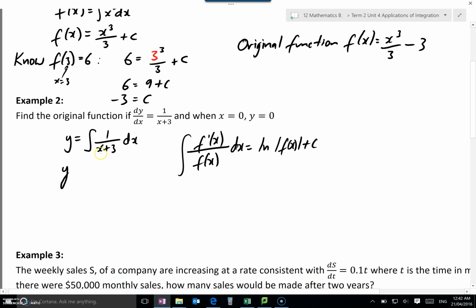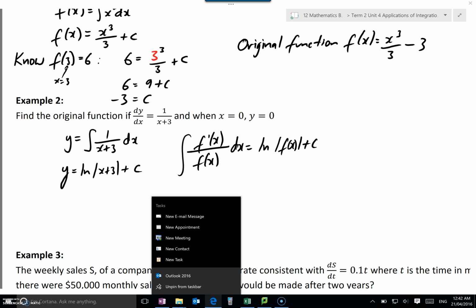Do I have this scenario here? I've got a function on the bottom, x plus 3. The derivative of x plus 3 is 1, so it looks all good. So this will be natural log of x plus 3 plus c.